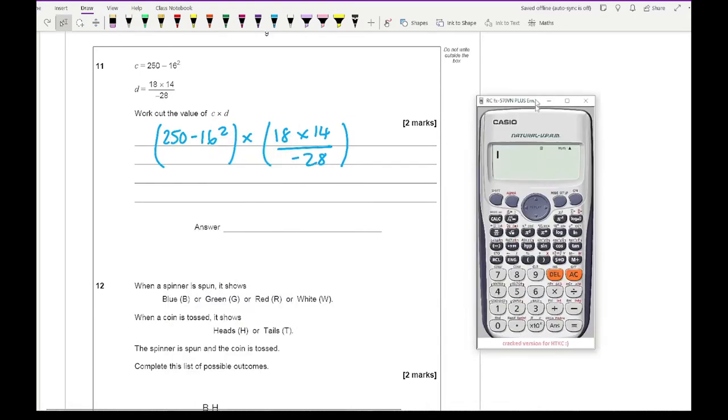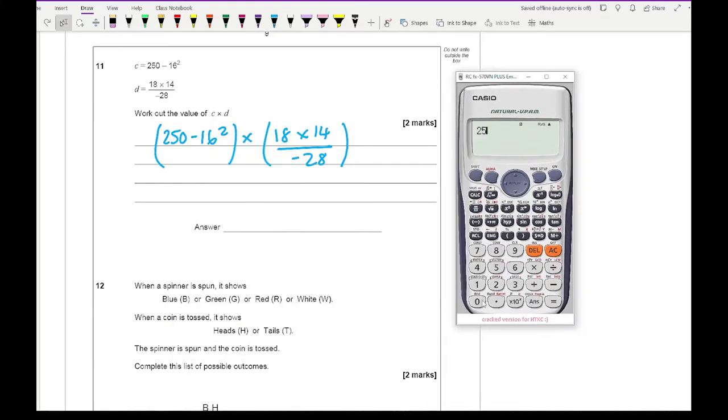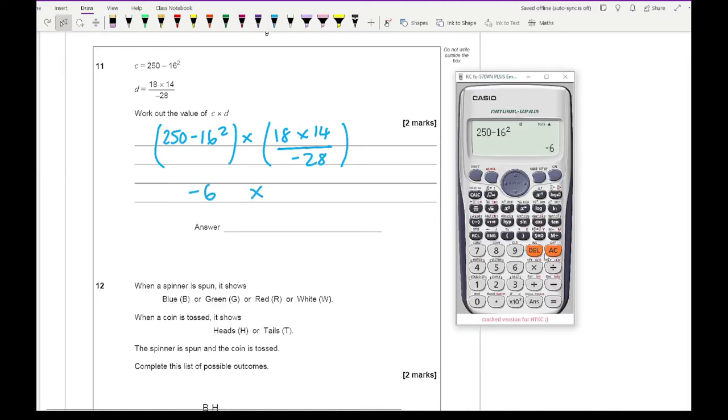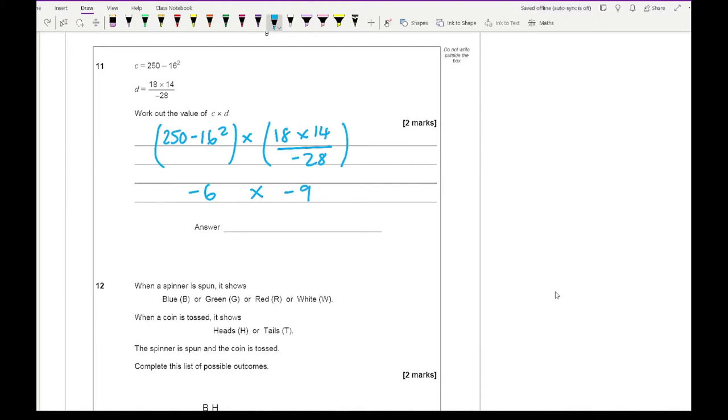So for the first part, we've got 250 minus 16 squared, and that gives me an answer of minus 6. So let me just write minus 6. Then for the second part, we're going to use our fraction button, and we've got 18 times 14 over minus 28. Press equals, I get minus 9, which is going to give me an answer of positive 54. And there is our answer.